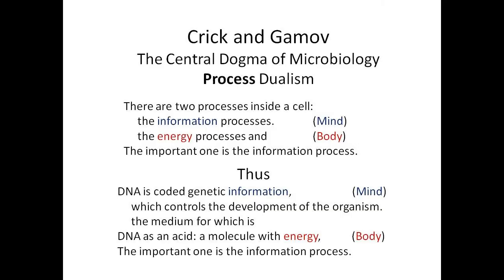In 1956, Francis Crick and George Gamow came up with the central dogma of microbiology, which presents the two-process model of process dualism. There are two processes inside a cell, the energy processes, which we have been calling body, and the information processes, which we have been calling mind. The important one is the information process. Thus, DNA is coded genetic information, which controls the development of the organism, and the medium is DNA, an acid, a molecule with energy. The important one is the information process.